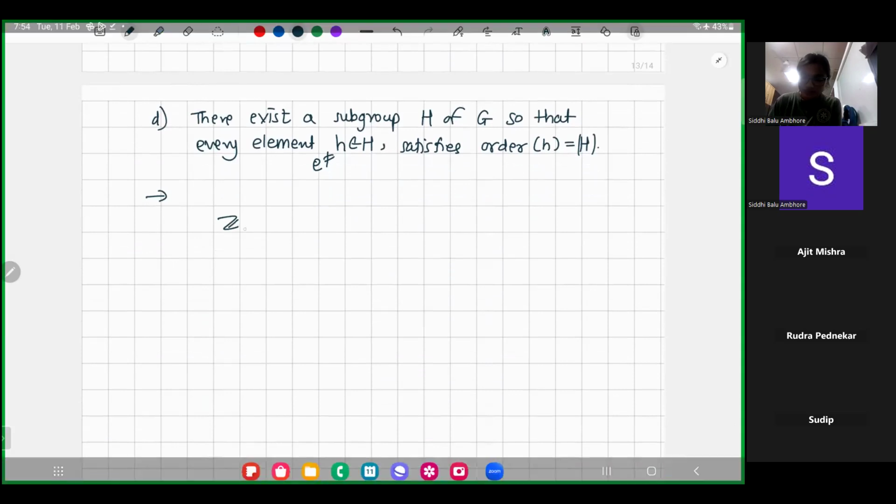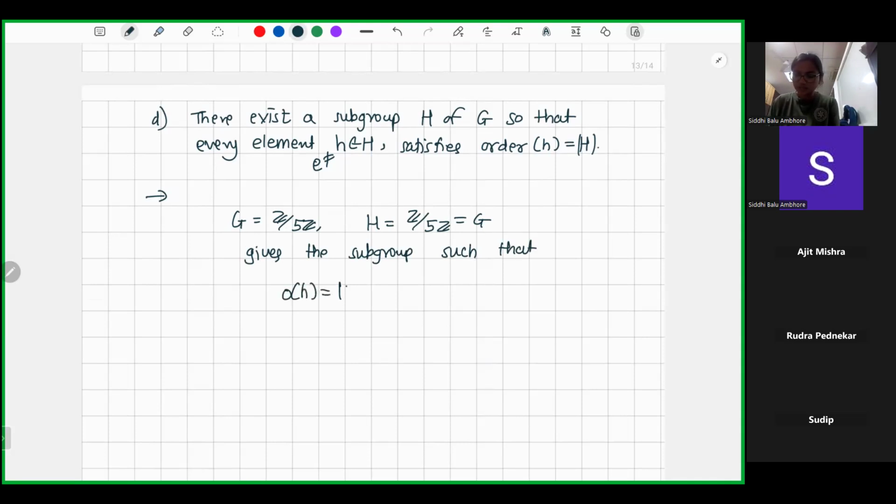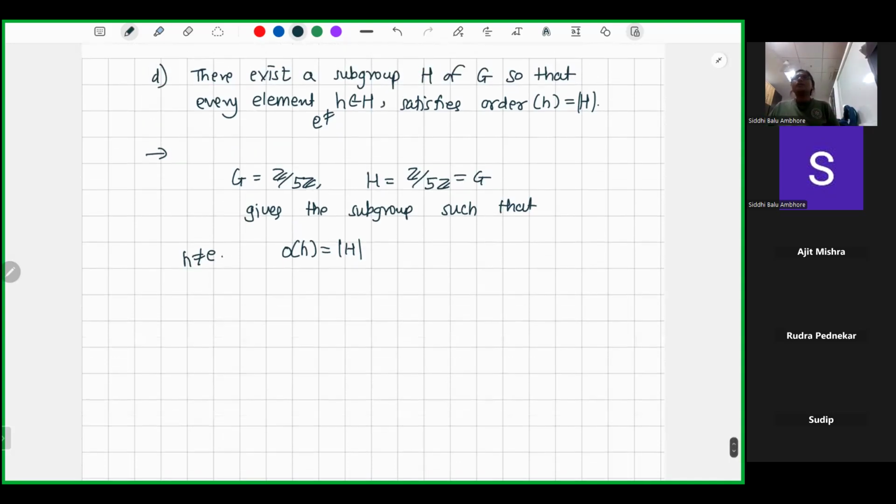So let us take Z mod 5Z. It itself gives me a subgroup. In Z mod 5Z, each element has order 5. So if I take G equal to Z mod 5Z, then H equal to G gives the subgroup such that the order of every element of H, H not equal to E, is the size of that group.